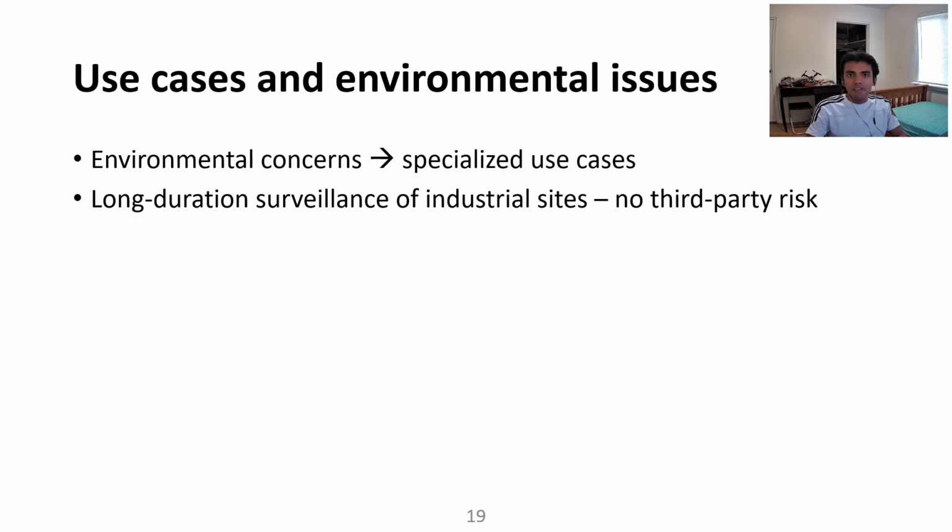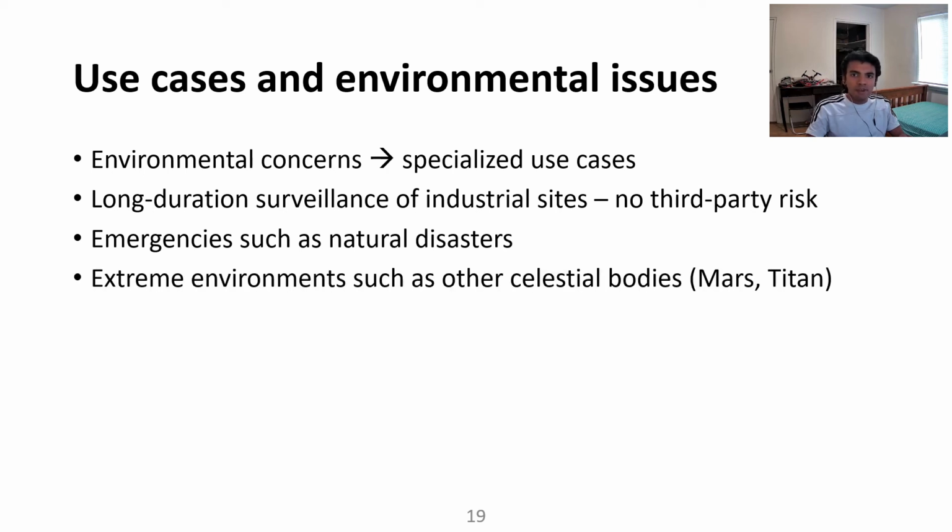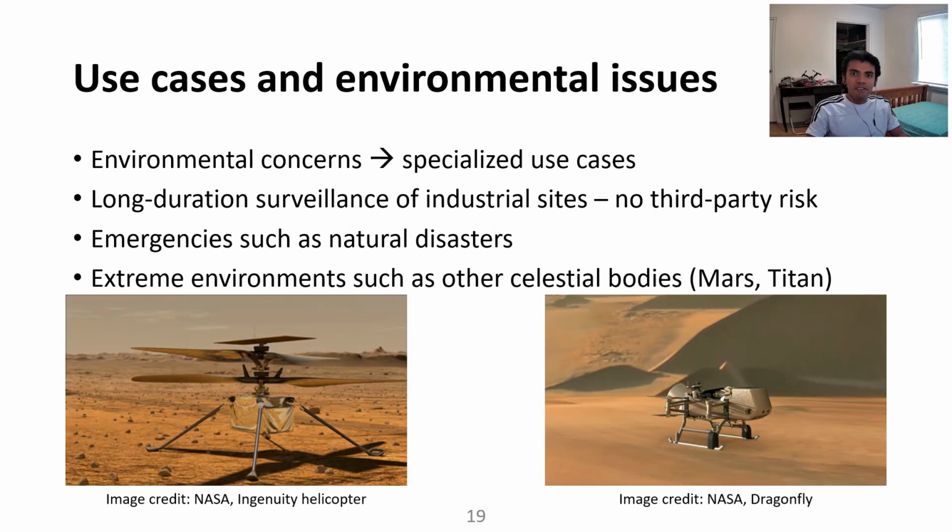One example is long duration surveillance of industrial sites where there are no third parties involved. Retrieval is also easy here because the user will typically own the space of flight. Another use could be in the case of natural disasters where the immediate benefit of a longer flight outweighs the potential negative environmental impact. We could also have uses in exploration of extreme environments such as those of other celestial bodies. Drones have been increasingly considered for exploration of these environments, and NASA, for example, already has missions planned for exploration of Mars and Titan with aerial vehicles.